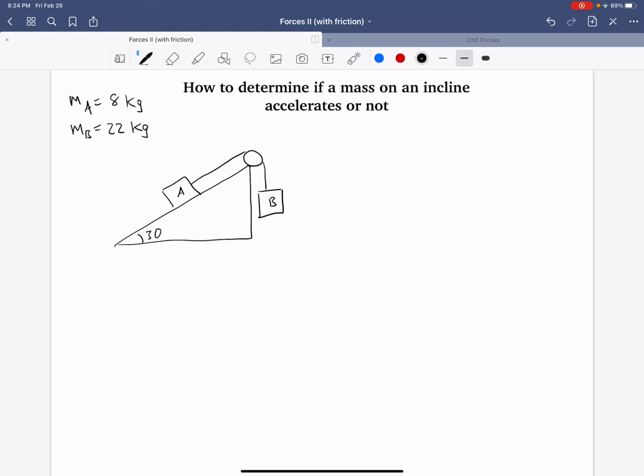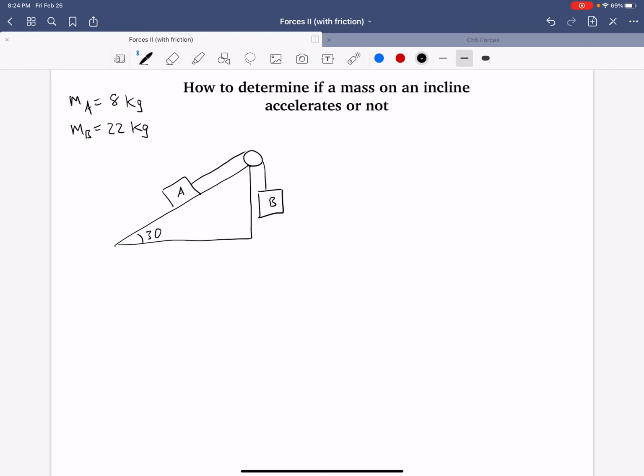Hey everyone, welcome to another video in chapter 6. In this one, we are taking another step forward in determining whether or not an object accelerates under friction. We're giving this a slightly amped up version, slightly more complicated in that it's on an incline now.